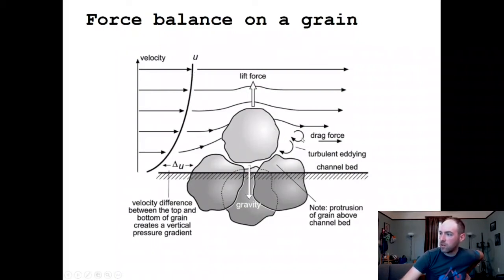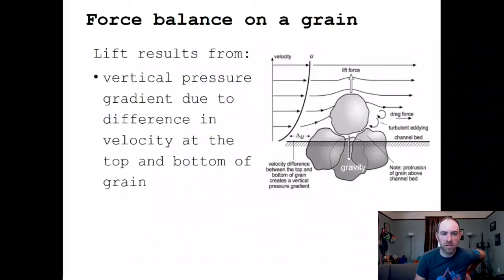And you can see again there's the turbulent eddies at the back of the particle, and gravity is holding down this grain. And the different forces that will occur in order to move this grain out of its location are as follows.